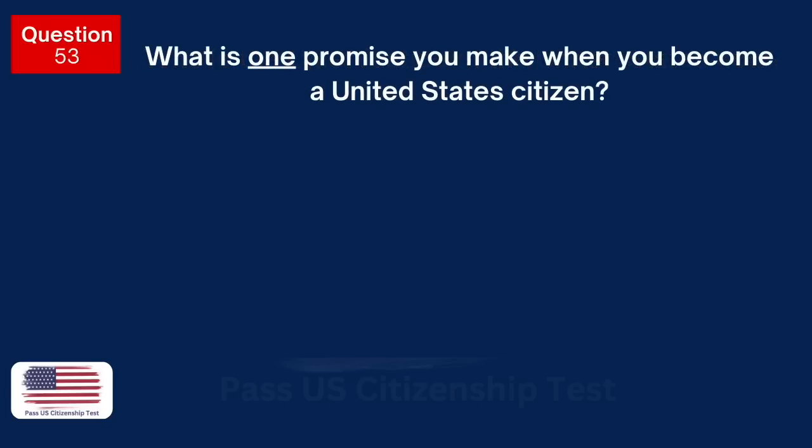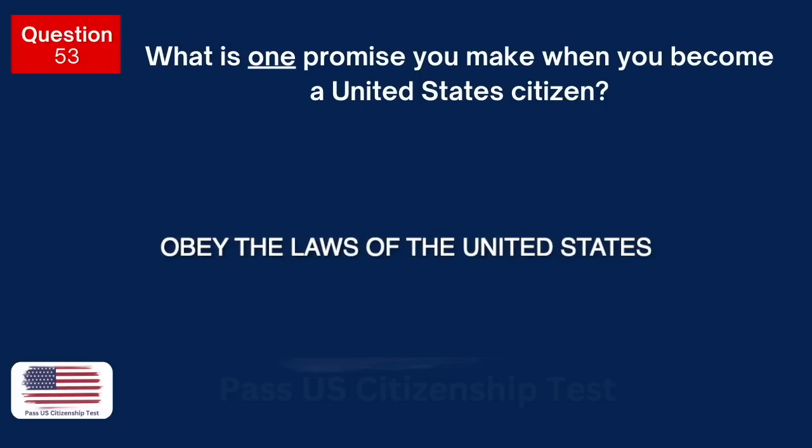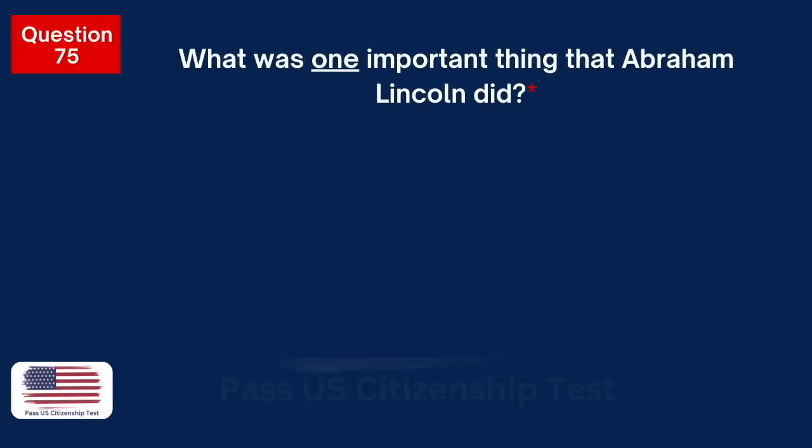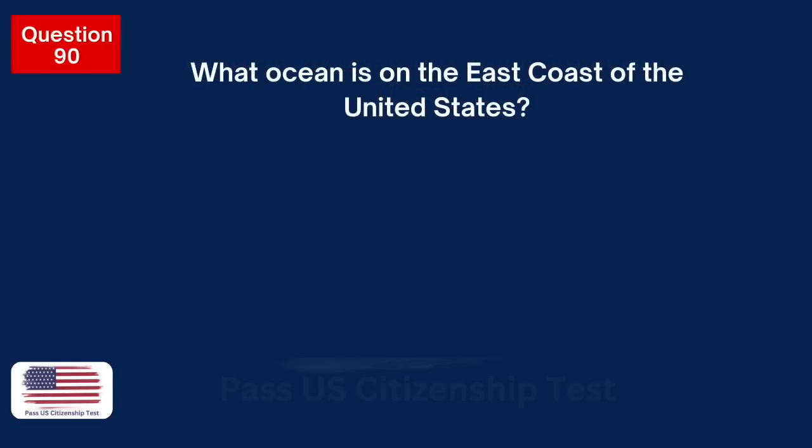What is one promise you make when you become a United States citizen? Obey the laws of the United States. What was one important thing that Abraham Lincoln did? Freed the slaves. What ocean is on the east coast of the United States? Atlantic Ocean.